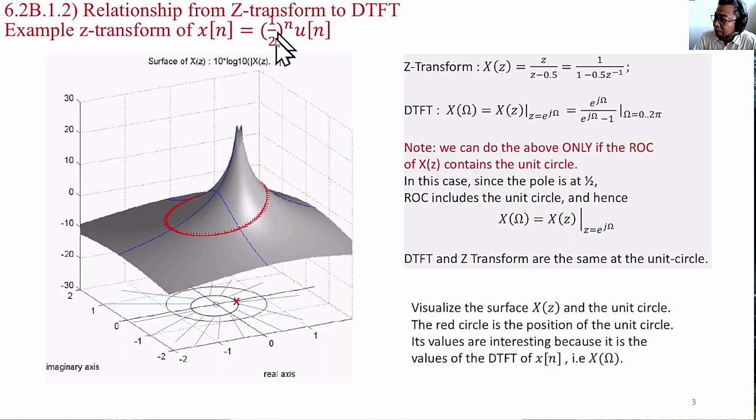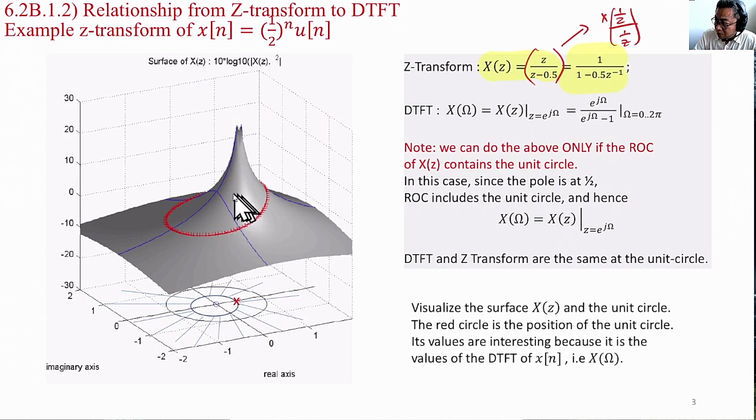x of n equals half to the n times u of n, and then we know by lookup table that X of z equals z over z minus 0.5. Of course, if you prefer the negative powers of z, you can then write it as 1 over 1 minus 0.5 z to the minus 1, simply by multiplying this by 1 over z divided by 1 over z. Okay, so that's all we did.